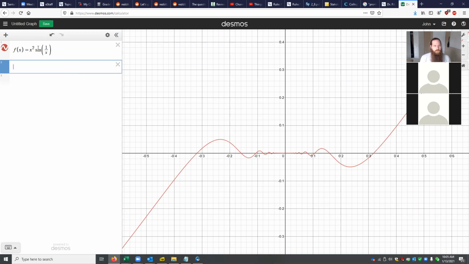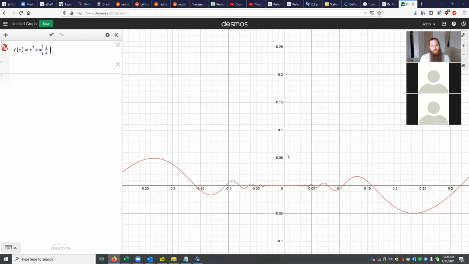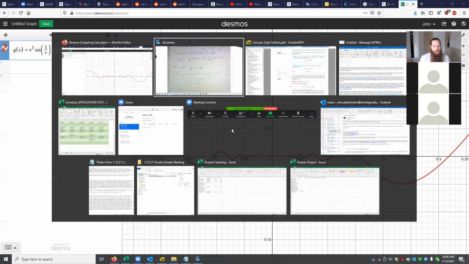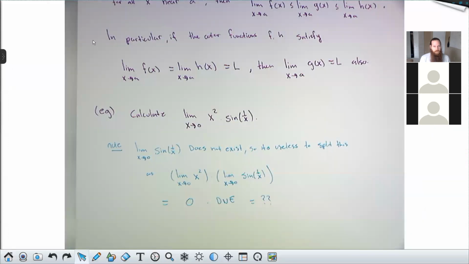So what I need to do is think of a function that might always be bigger than this guy, but still goes to 0 as x goes to 0. And think of another function that is always smaller than this guy and still goes to 0 as x goes to 0. So if this is our g of x, we called it g of x in the theorem, then we need to think of the bounding functions f and h from the theorem.